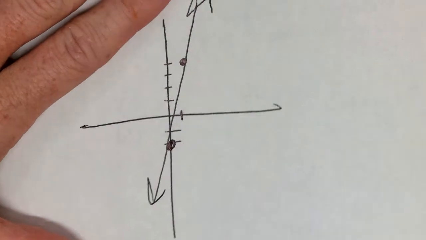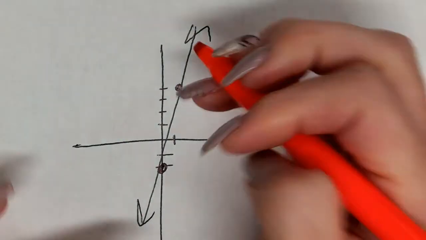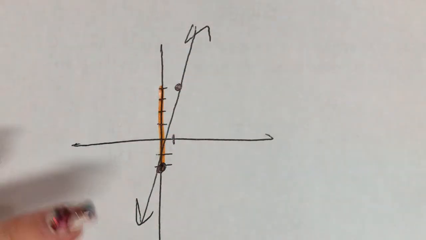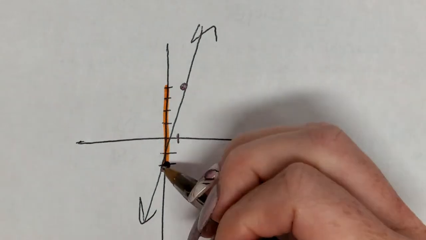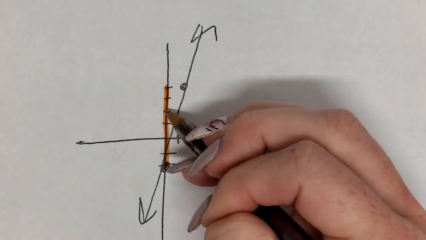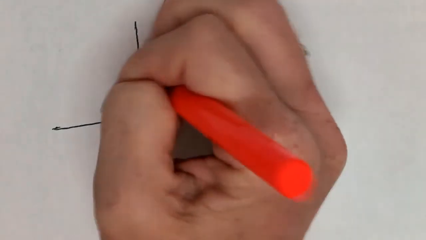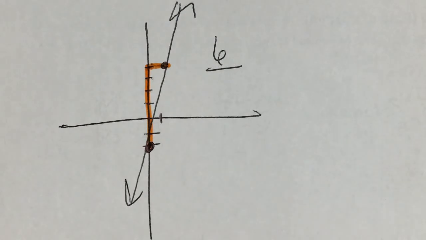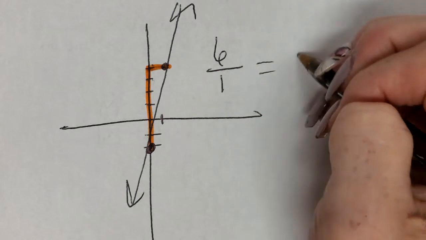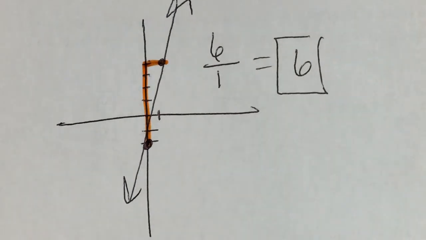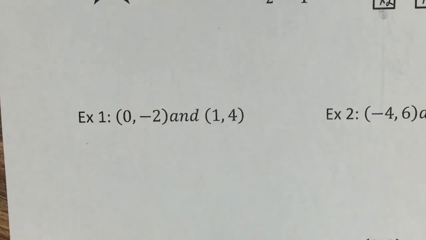Can I do rise over run? Okay, here's my rise. That's the change in y. Yes? 1, 2, 3, 4, 5, 6. That's my rise. My run is how many? 1. And what's 6 divided by 1? So could I find slope by doing rise over run and graphing these?